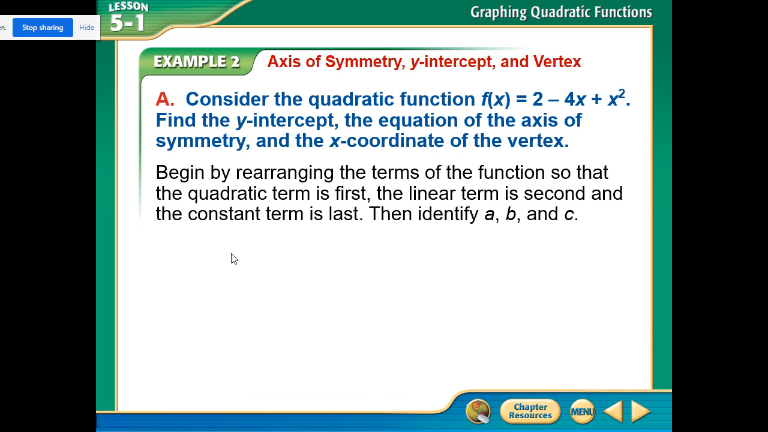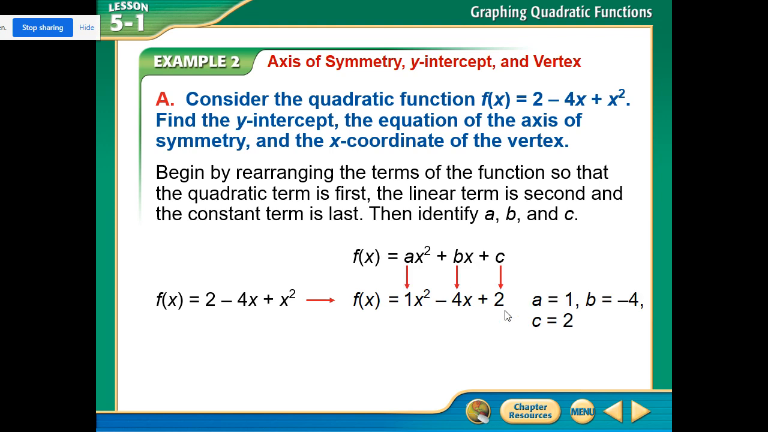That's not a problem. So we're going to rearrange the function just so we know what a, b, and c are. So a is 1, b is -4, and c is 2, just to make it look nicer so that we can plug it into our formula. Again, that's the quadratic term, linear term, constant term. The y-intercept is 2, that's the easy one. Might as well get that one out of the way, so we did the y-intercept, it's 2.